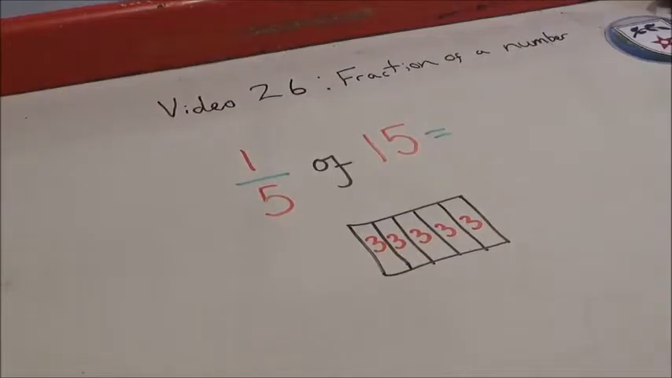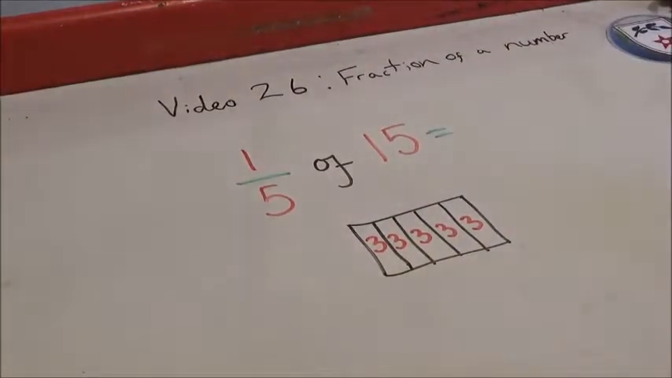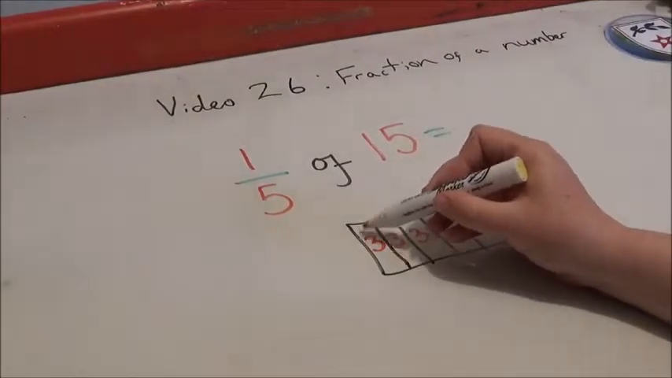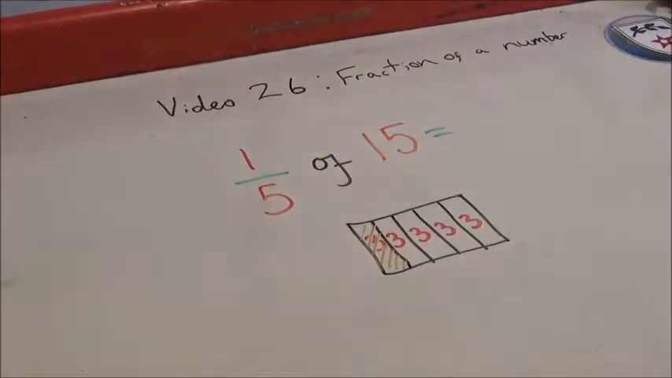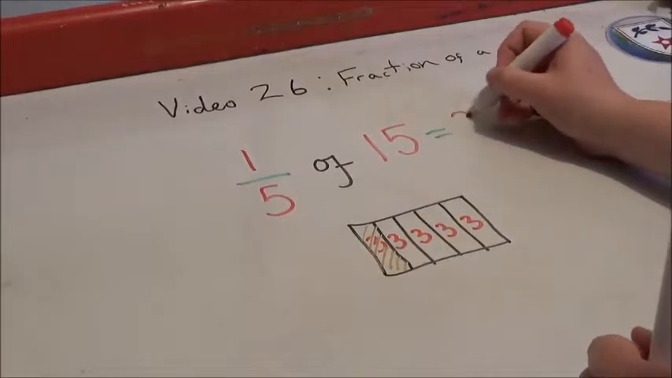Okay. Now I'm going to look at my numerator. How many pieces am I looking at? I'm looking at just one piece. So 1/5 of 15 is the same as 3.